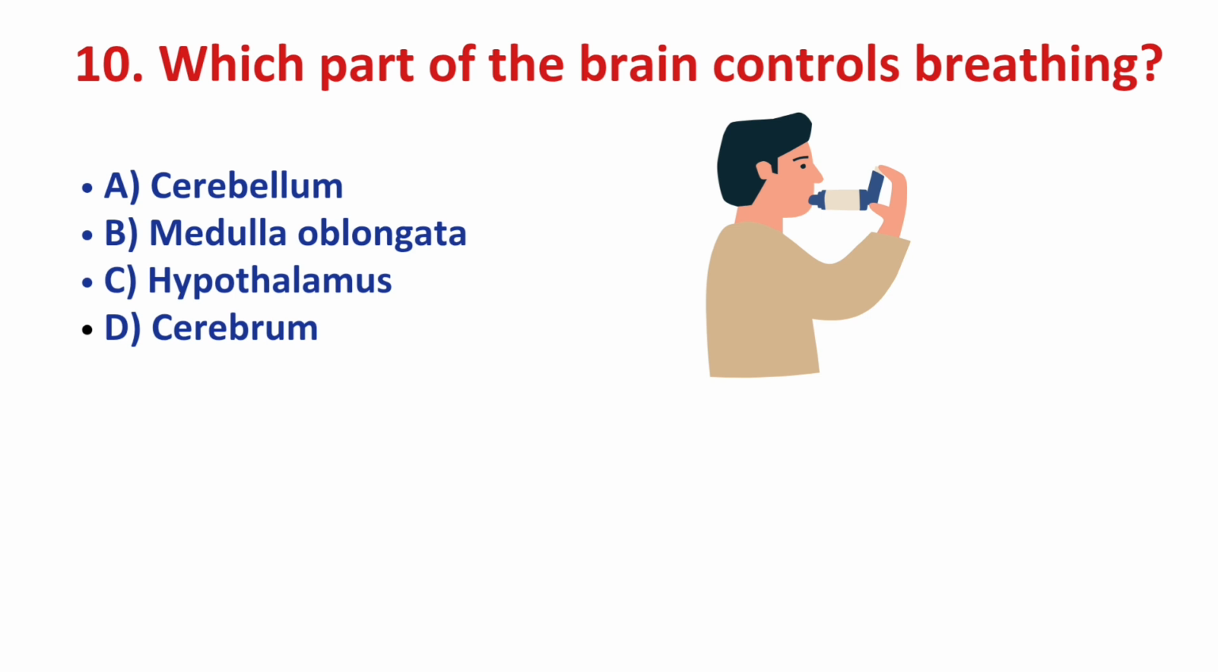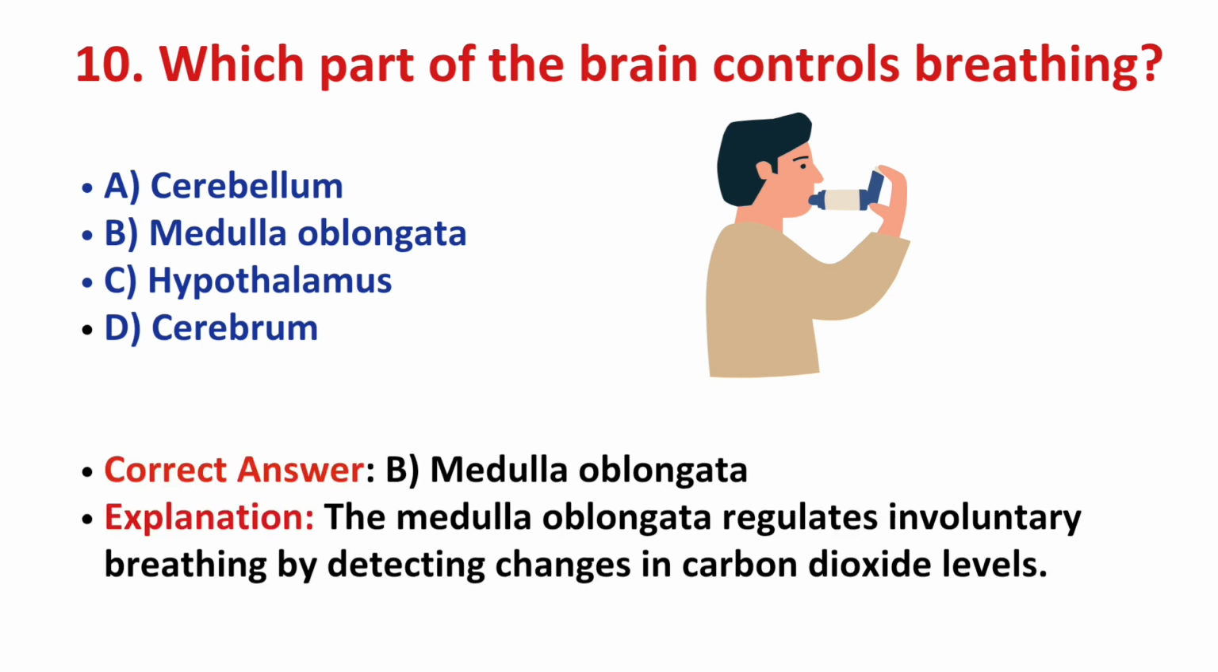Which part of brain controls breathing? Options are cerebellum, medulla oblongata, hypothalamus and cerebrum. And the correct answer is option B, medulla oblongata. Medulla oblongata regulates the involuntary breathing by detecting changes in carbon dioxide level. So, medulla oblongata controls the breathing.